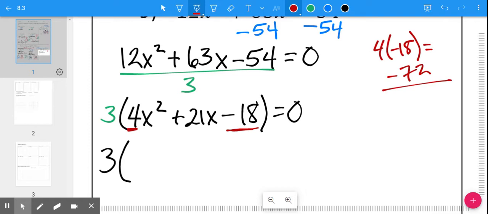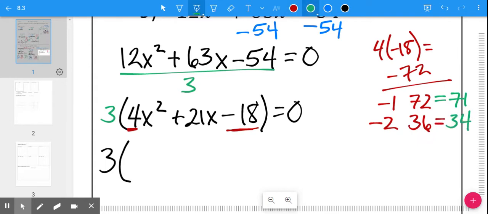So we have negative 1 and 72, which adds up to 71. We have negative 2 and 36, which adds up to 34. We can do negative 3 and 24, which adds up to 21. And there's our b value. So these are the factors we're going to use.